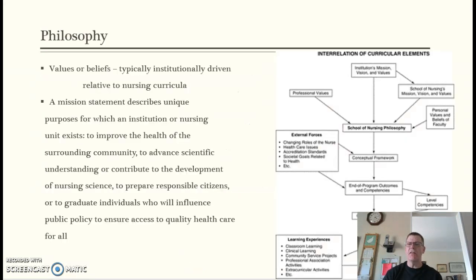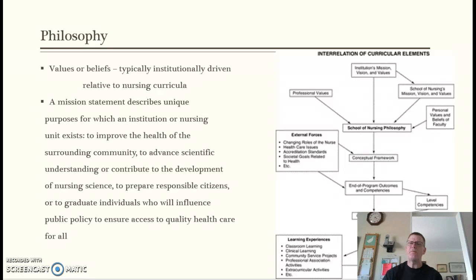All right, so in philosophy, we have to make sure that philosophy is consistent with the institution we're coming from. So think about it from the standpoint of an academic setting, certainly like Cedar Crest, or a healthcare institution's mission and philosophy and values. So all those considerations. Again, look at your slide deck that's posted beyond this recording, because my box here is taking up some of that schematic.